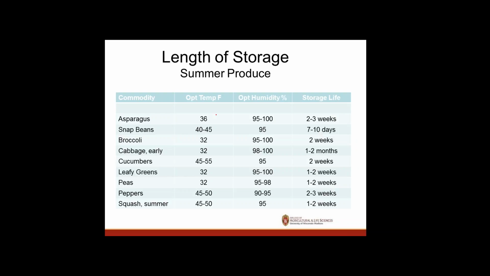So here's an example of this summer produce, so the optimal temperature, optimal relative humidity, and the expected storage length for these products. So asparagus, 36 degrees, 100% humidity basically. We can store 2 to 3 weeks. There's other products that you want to move pretty fast. Of course, the faster you move it, the better off we are.